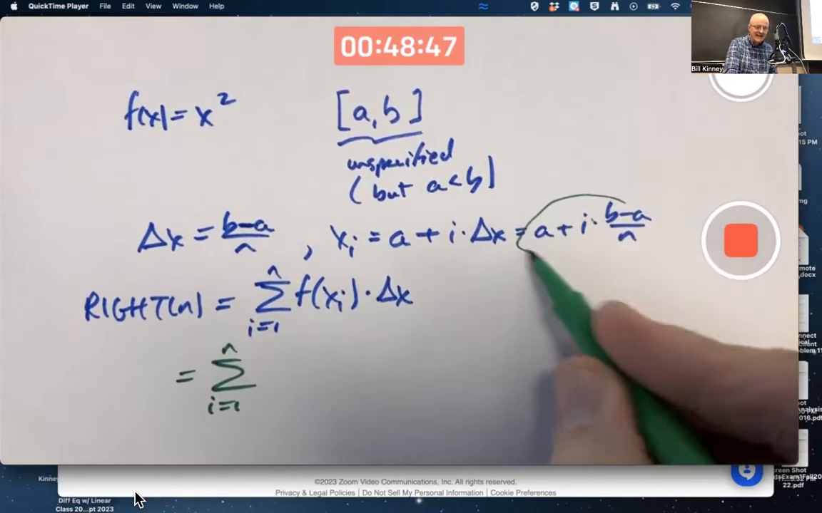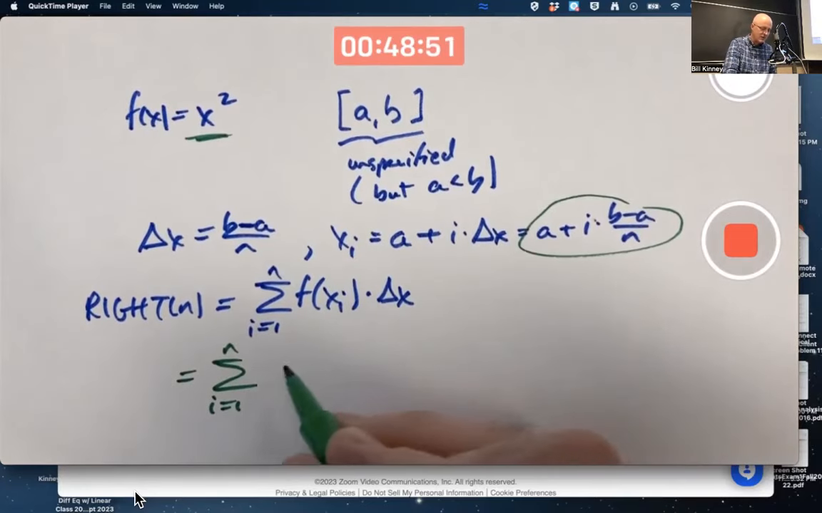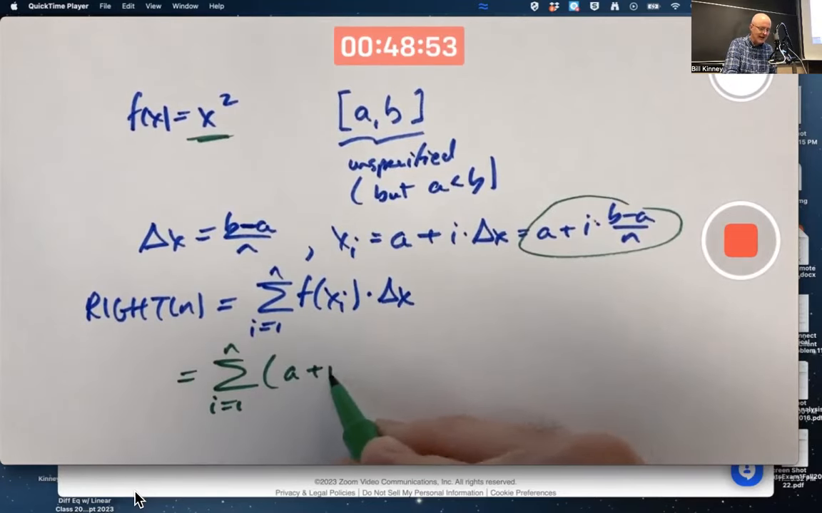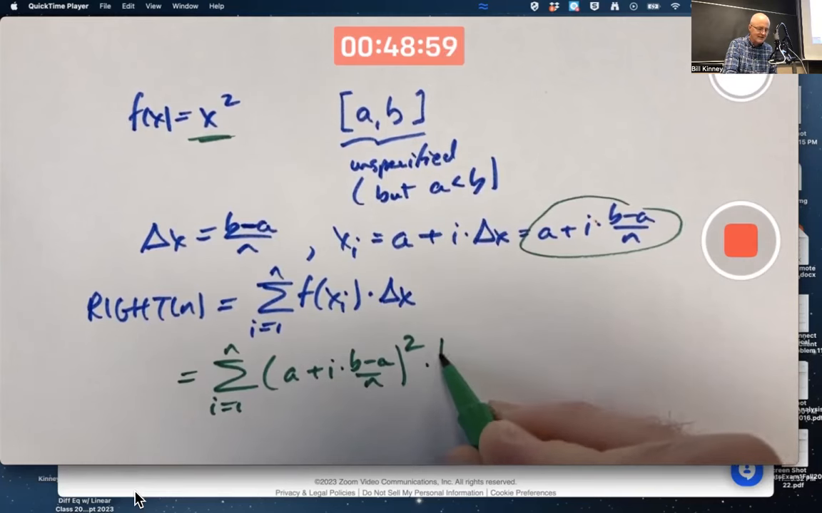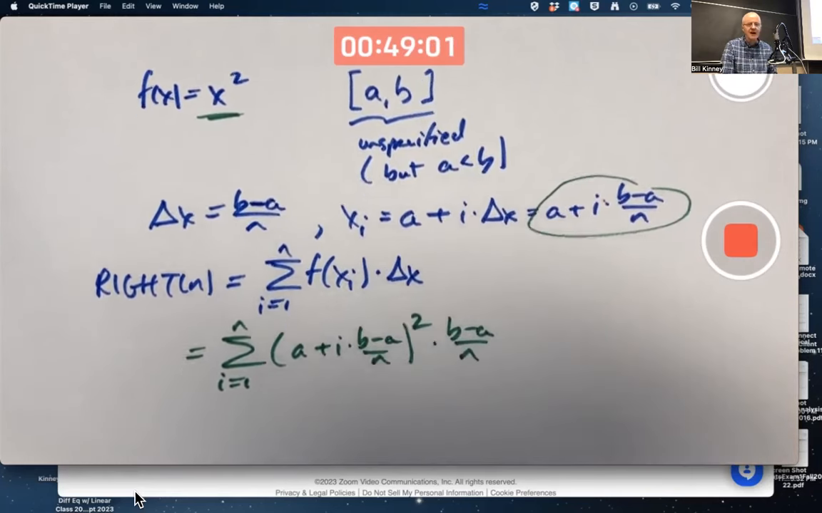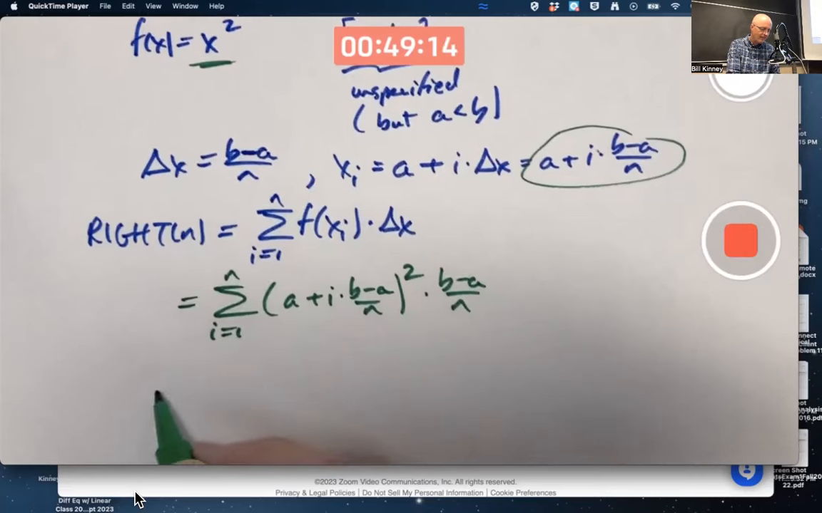Xi, this thing has got to get squared because the function is x squared. Our first unpleasantness. A plus i times b minus a over n, squared. Delta x is b minus a over n. I could leave the b minus a over n as a delta x for a while and just replace it with b minus a over n at the end. Well, let's do it this way. i goes from 1 to n.